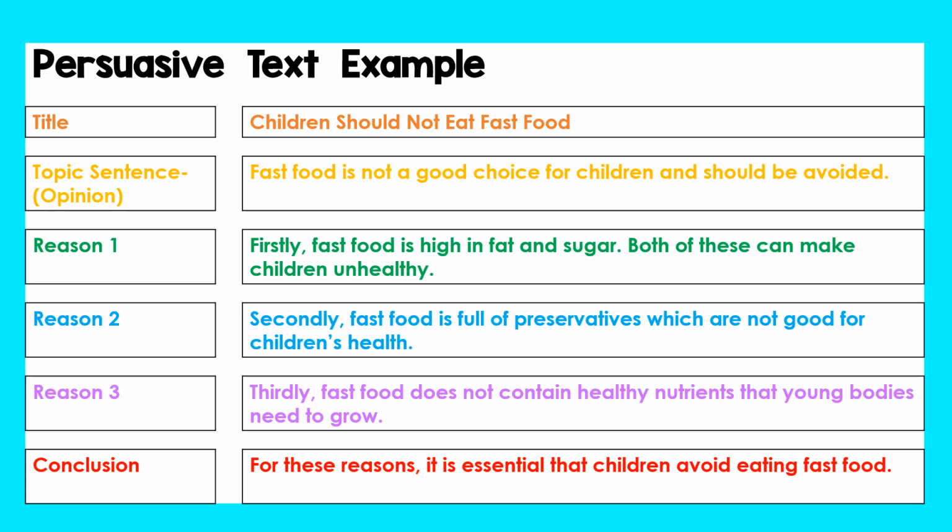The third reason they stated was that fast food does not contain any healthy nutrients. And then they backed that up by saying that young bodies need healthy nutrients to grow. Then lastly, they summed it up with the conclusion: for these reasons, it is essential. Now that's a strong word. It is essential that all children should avoid eating fast foods. Now, did the author persuade you?